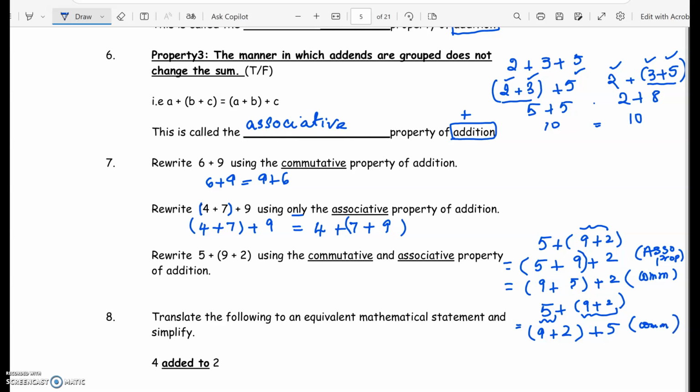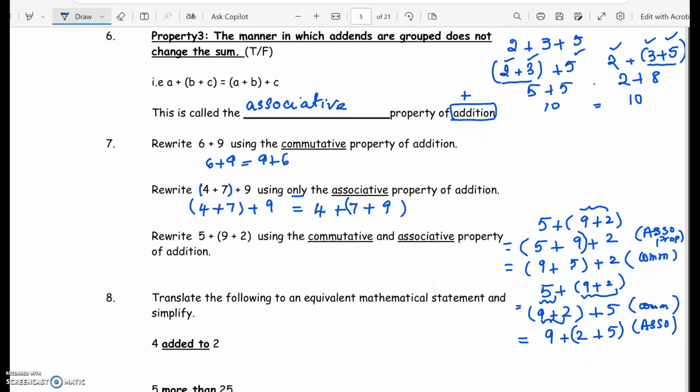Now, if I want to use the associative property, since I've already used the commutative property, I'm going to just write down the numbers in the exact same order because I now want to use the associative property. Instead of grouping the 9 and 2 together, I'm going to group the 2 and the 5. So this is the associative property of addition.